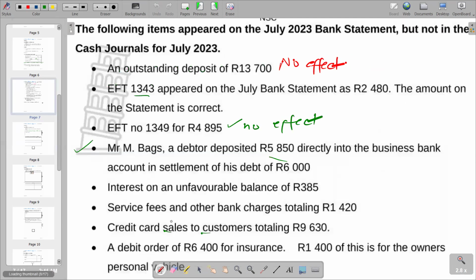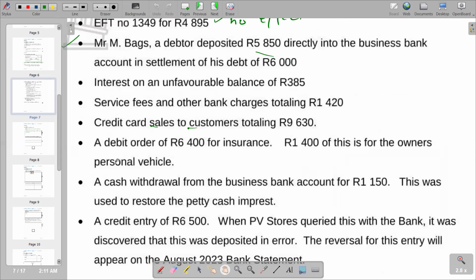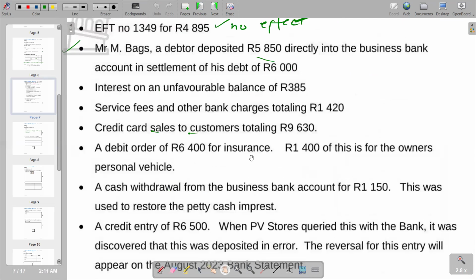The next one is saying a debit order of 6,400 for insurance. 1,400 of this is for the owner's personal vehicle. We are not worried about this part because it's part of the total amount that was paid as a debit order. So it reduces the bank balance, which is 6,400. So you could show it as a negative, minus 6,400.